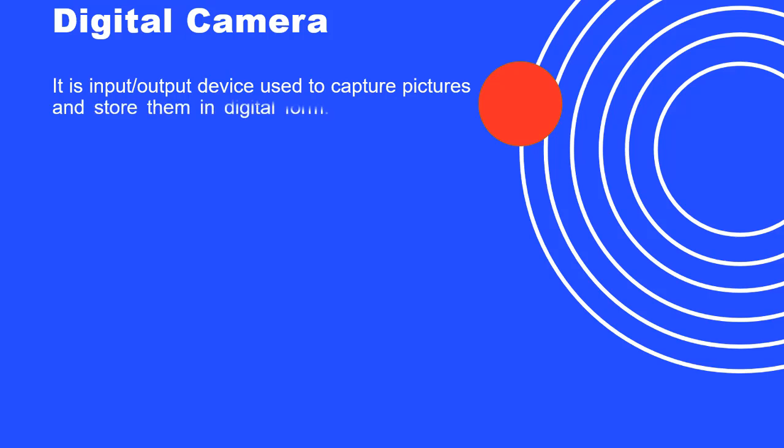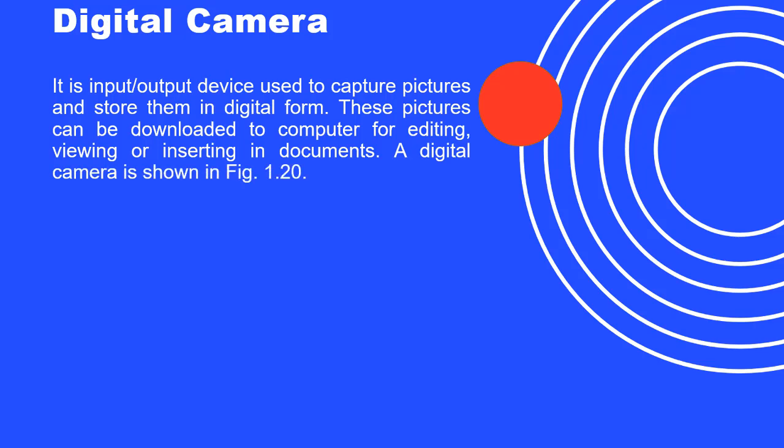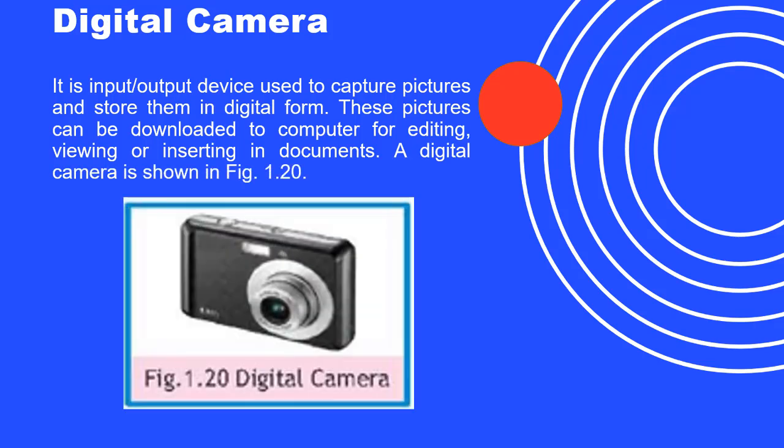Digital camera. It is an input-output device used to capture pictures and store them in digital form. These pictures can be downloaded to a computer for editing, viewing, or inserting in documents. A digital camera is shown in Fig. 1.20.